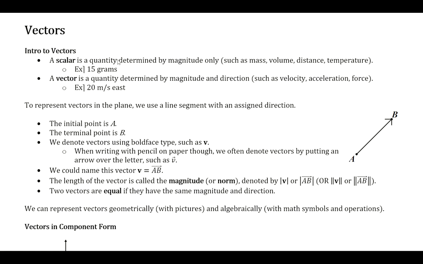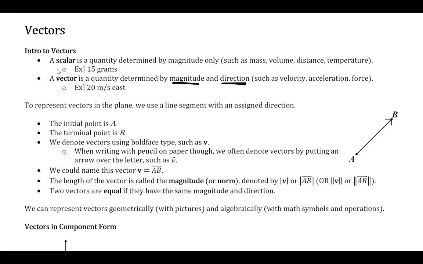Vectors are a quantity determined by a magnitude and a direction, such as velocity, acceleration, force. For instance, here's a velocity: 20 meters per second east. So we want to know how fast it's going and where it's going.